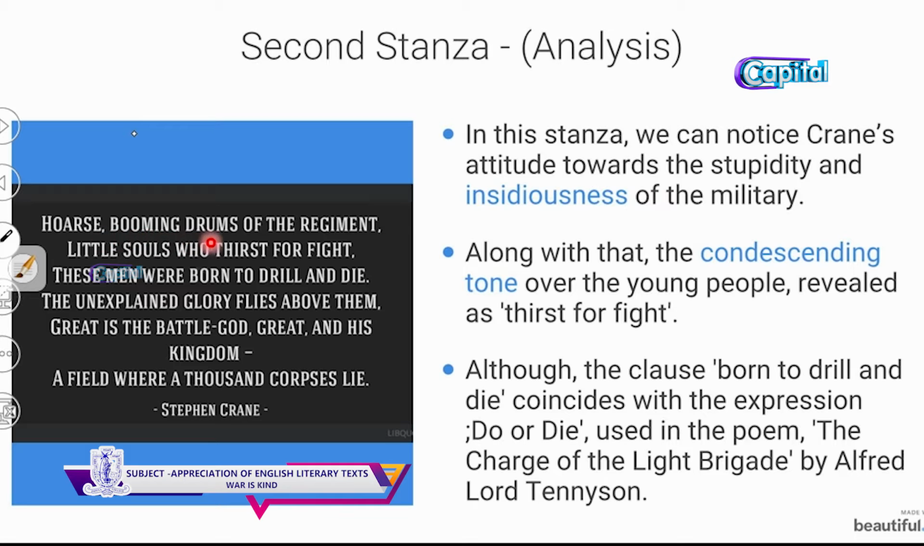Hoarse booming drums of the regiment, little souls who thirst for fight, these men were born to drill and die. The unexplained glory flies above them. Great is the battle god, great and his kingdom, a field where 1,000 corpses lie.